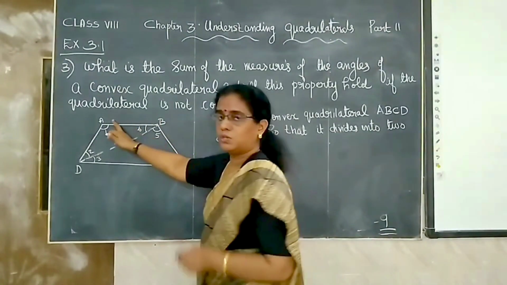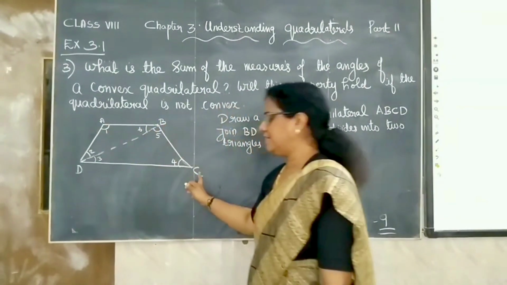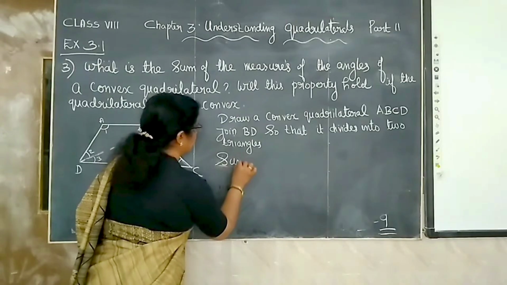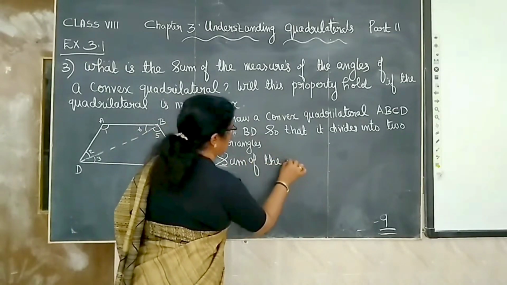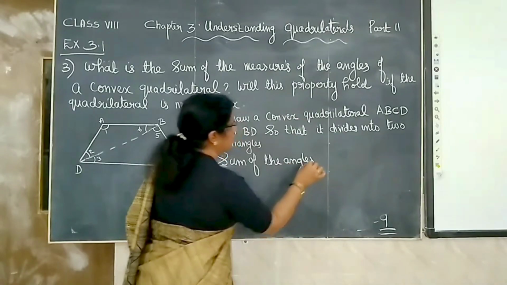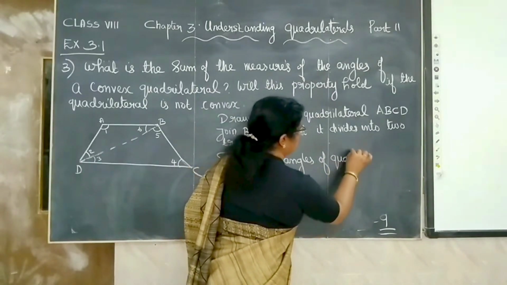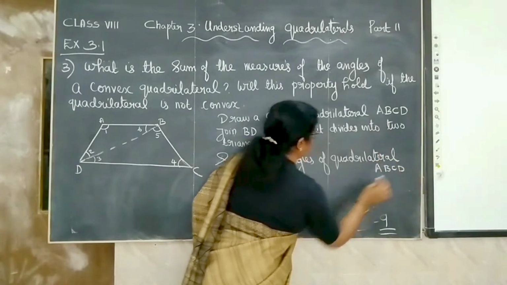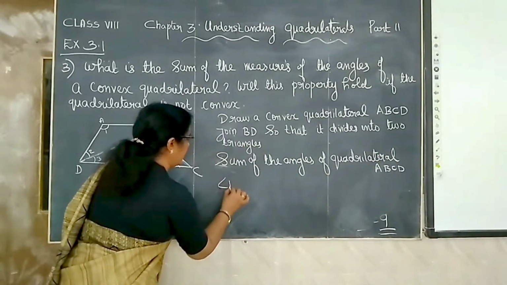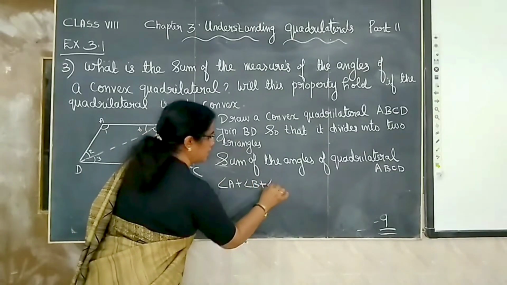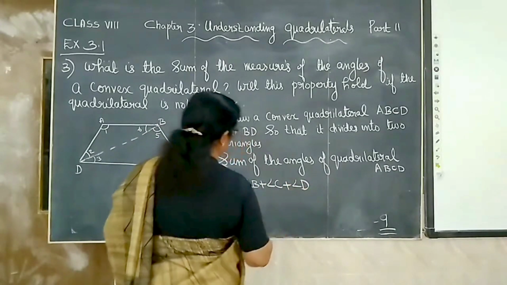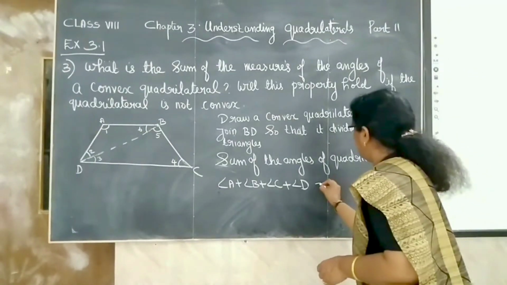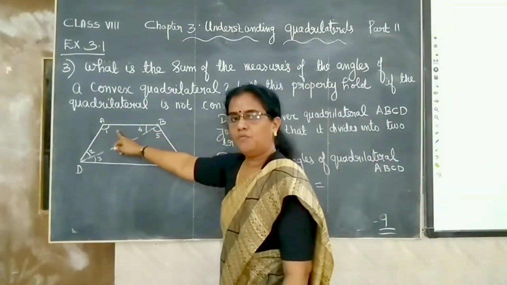The 4 angles of this quadrilateral are angle A, angle B, angle C and angle D. So we can write the sum of the angles of quadrilateral ABCD is equal to angle A plus angle B plus angle C plus angle D. And from the figure, angle A represents angle 1.